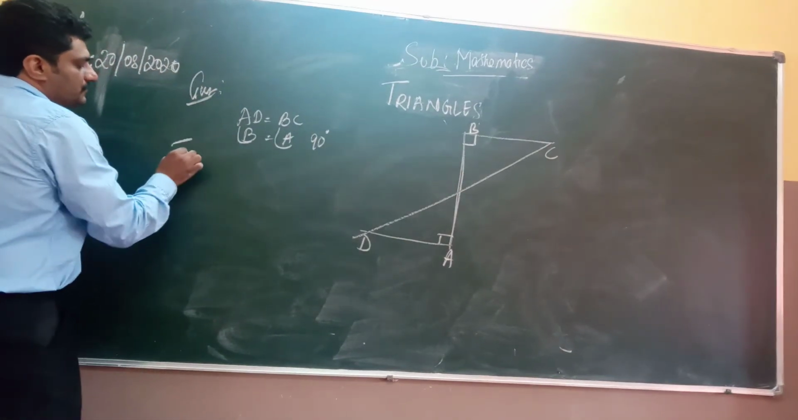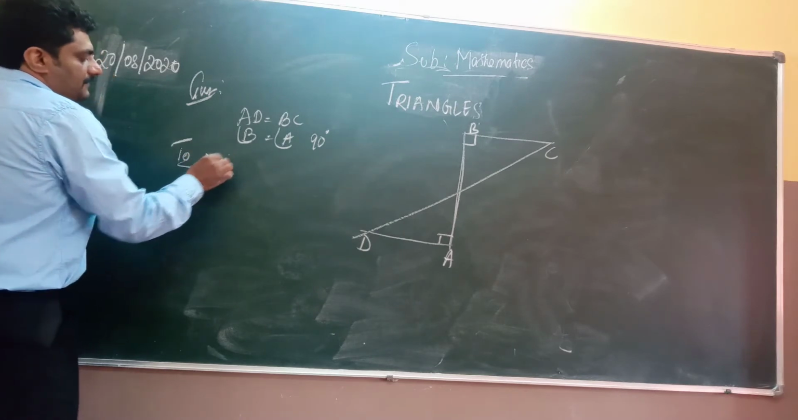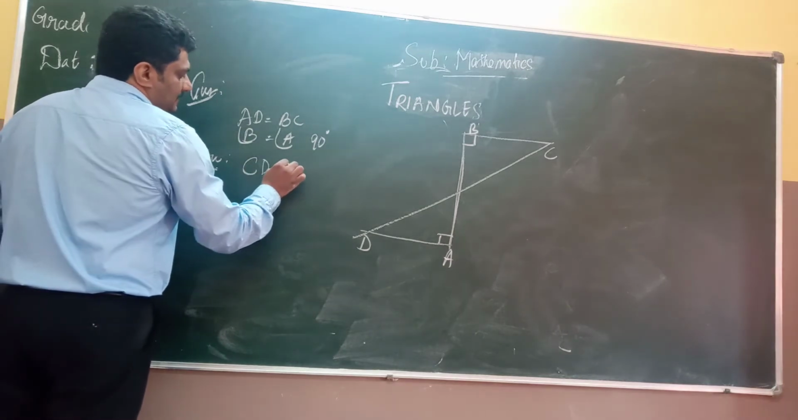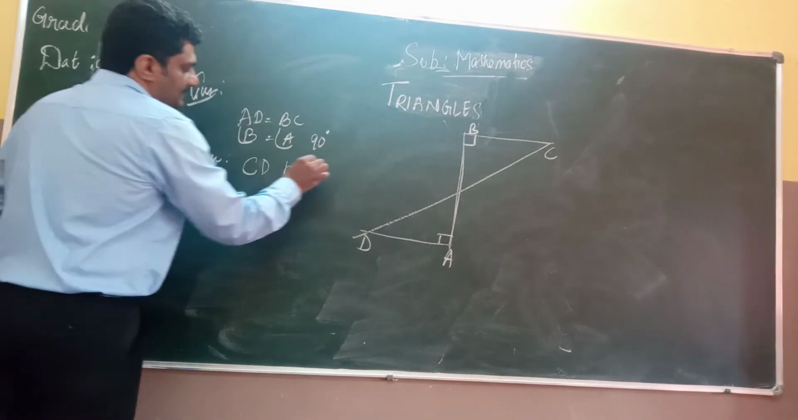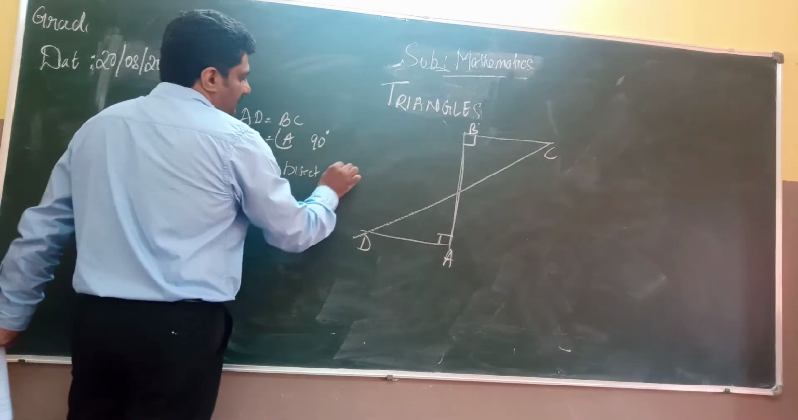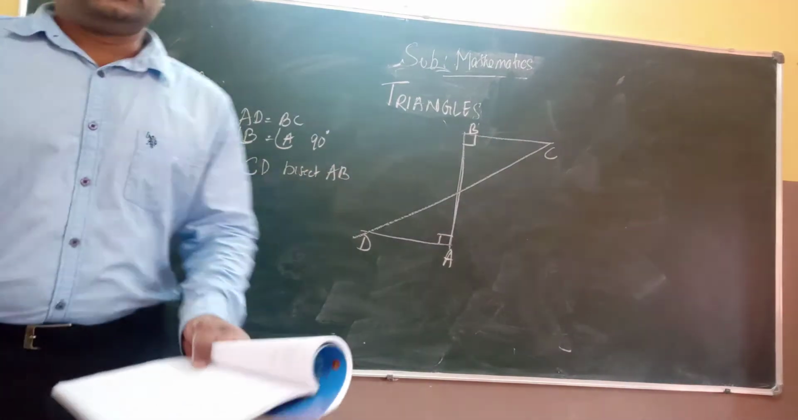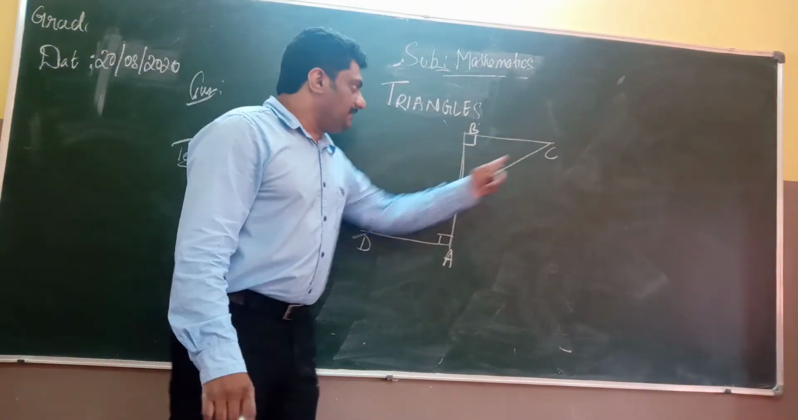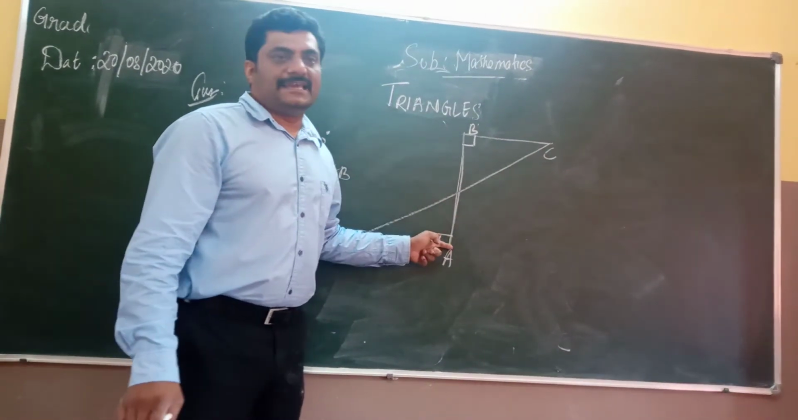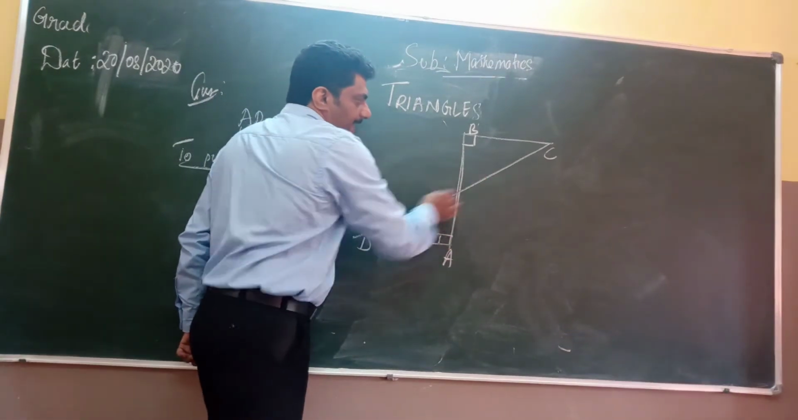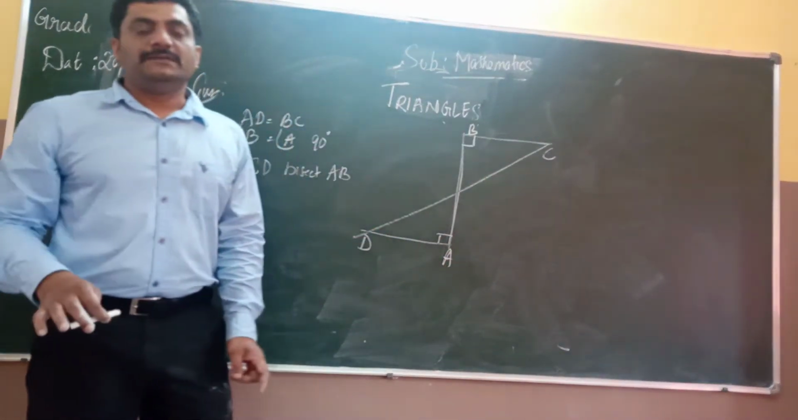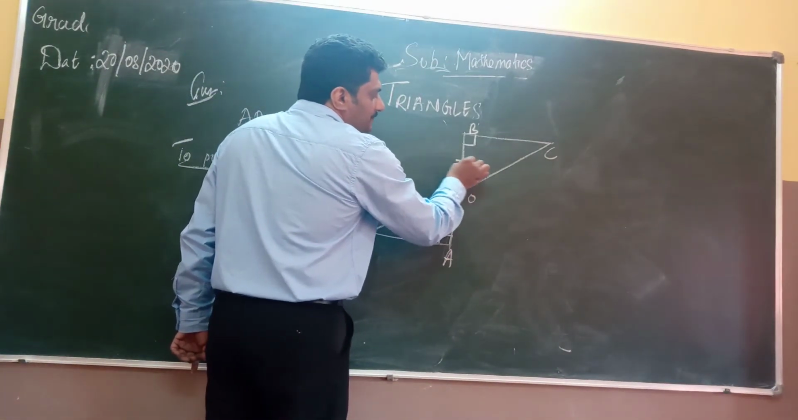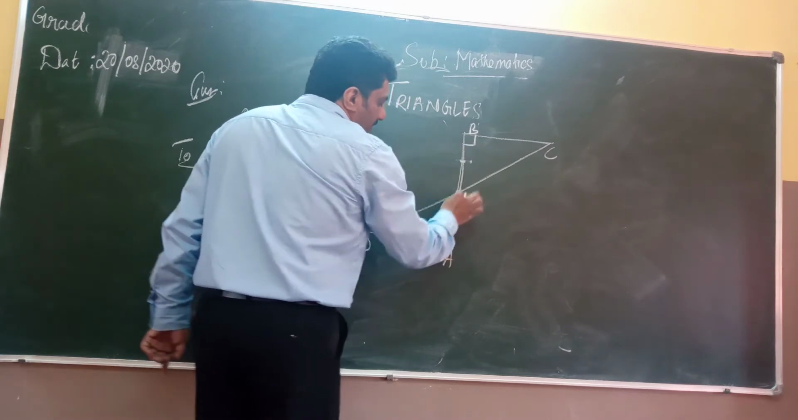Now what do we have to prove? To prove: CD bisects AB. That means this line is making AB into two equal parts, which is nothing but, if I call this point O, they are asking us to prove OB is equal to OA.